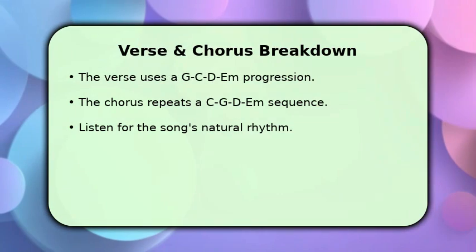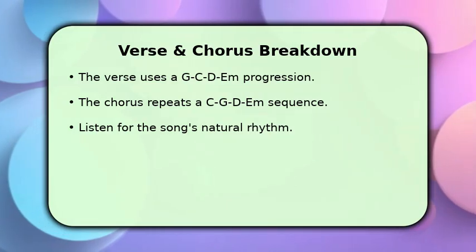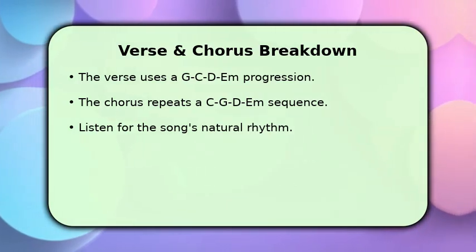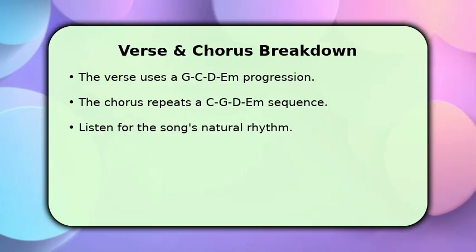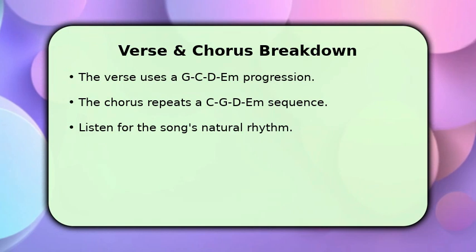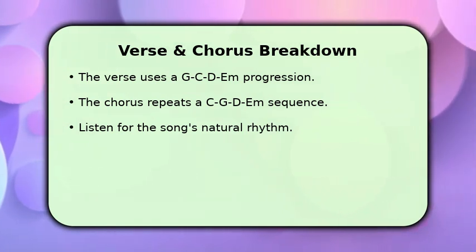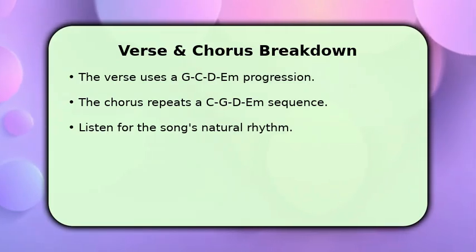The verse section of these dreams follows a common 4-chord progression: G, C, D, and E minor. Play each chord for 2 beats with our simple strumming pattern. When you transition to the chorus, the progression shifts slightly to C, G, D, and E minor. Practice these sections individually until they feel comfortable, then try connecting them. This approach helps you internalize the song's structure effectively.